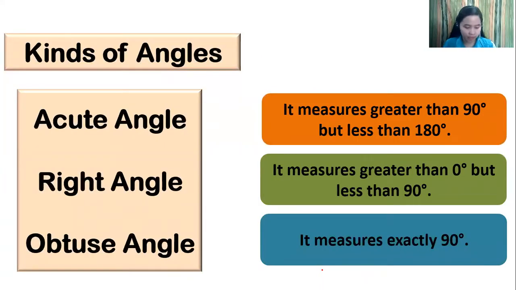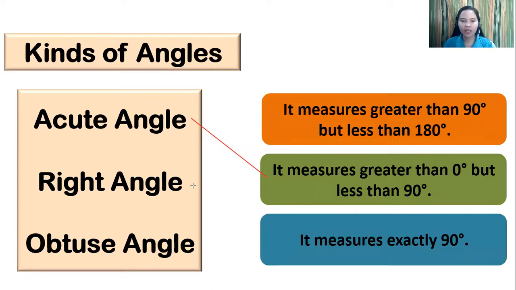How about the kinds of angle? We have the 3 kinds of angle: acute angle, right angle, and obtuse angle. Actually, we also have the straight angle, which is exactly 180 degrees. Now, let's match the column A to column B. So we have acute angle. When we say acute angle, it is an angle that measures greater than 0 but less than 90 degrees. For example, we have 75 degrees, 45 degrees, 50 degrees. Basta the range is 0 to 90 degrees.